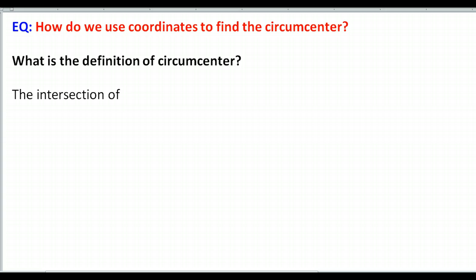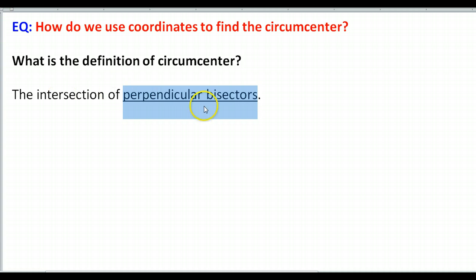Did you figure it out? The circumcenter is the intersection of perpendicular bisectors. Okay? And this is the reason why we just spent a couple minutes talking about perpendicular. And we looked at the slopes of perpendicular lines because circumcenter will involve perpendicular bisectors. Remember, perpendicular forms 90 degrees. Bisectors are going to cut a segment in half.